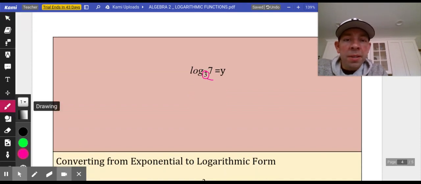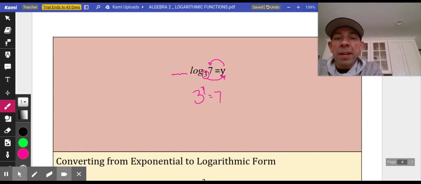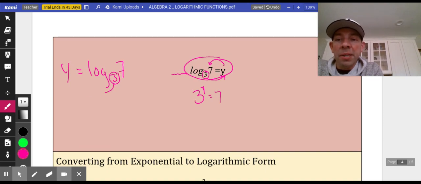3 raised to the y power. The only thing that got a little tricky is that instead of putting the y equals over on this side, I just put it on the other side. And that's going to equal 7. So 3 raised to the y equals 7. If I had written the original problem as y equals log base 3 of 7, I would have gotten the same thing, right? 3 raised to the y equals 7.